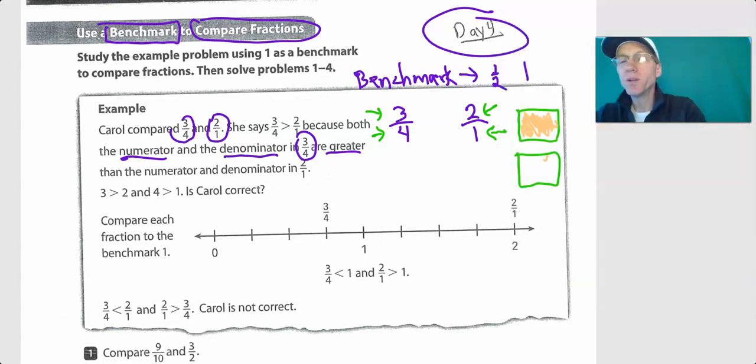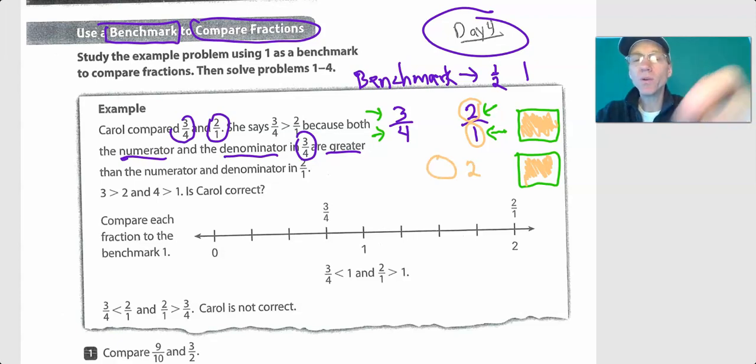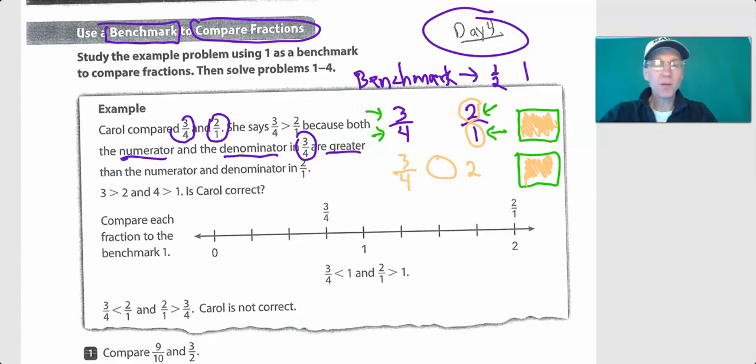And this is where you just want to ask, what do the numerator and denominator mean? It all comes back to that. I have 2 of these big pieces, and it only takes 1 to make a whole. That means I have 2 wholes. That's all that is right there. 2/1 means 2 wholes. So in this case, what's the girl's name? Carol. If she would have thought a little bit more about what a numerator and denominator mean, she'd have been in better shape.